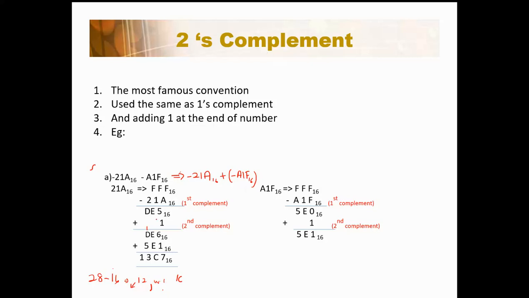This carry will add 1 plus D. So 1 plus D is E. 1 plus D is E. Then E plus 14. 14 plus 5 is 19. So 19 is 1 and 3 in base 16. So this is the answer for 13C7.